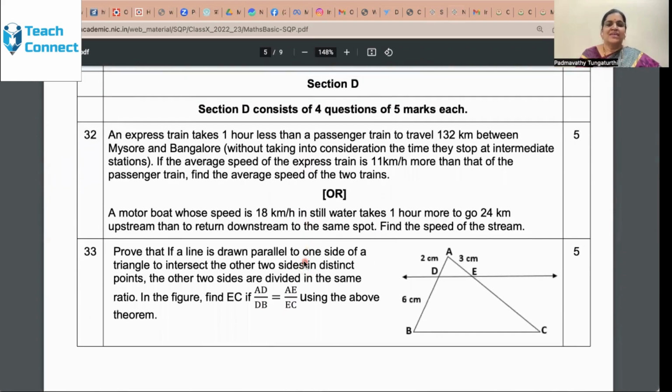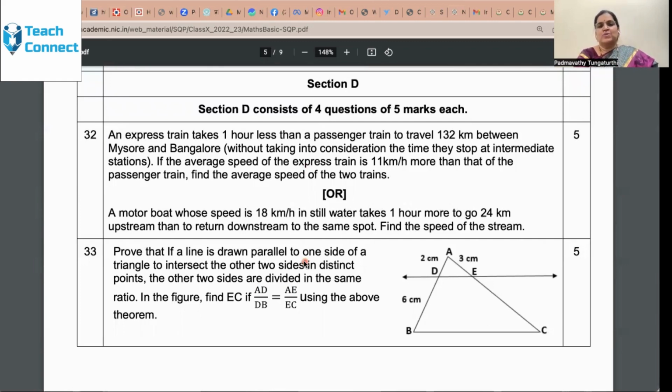Now the section D. 4 questions of 5 marks each are given here. An express train takes 1 hour less than a passenger train to travel. The child should know that express train travels faster than the passenger train. Tell them now. Between Mysore and Bangalore, without taking into consideration the time they stop at intermediate stations, average speed is so much more than that of the passenger train. Find the average speed of the 2 trains.